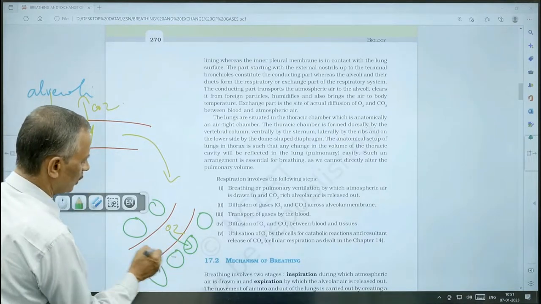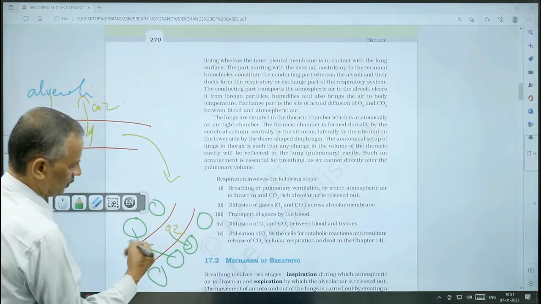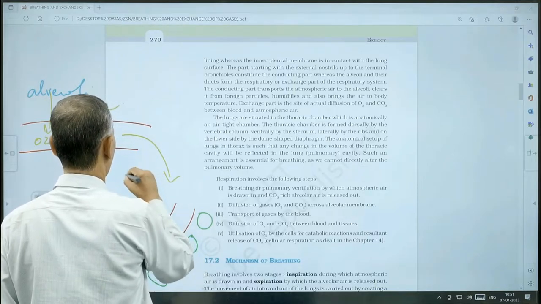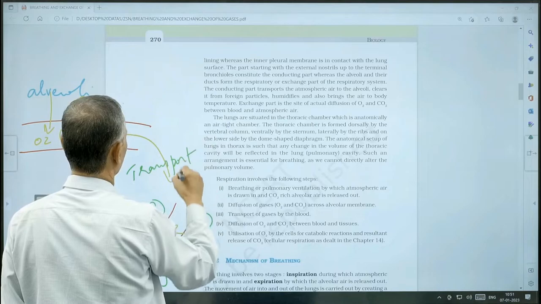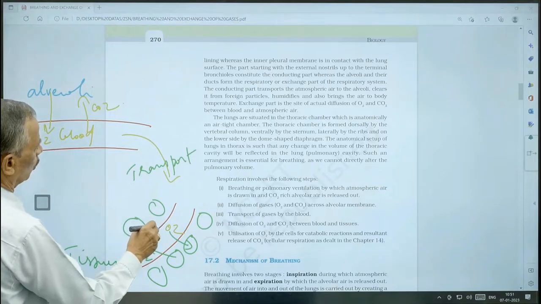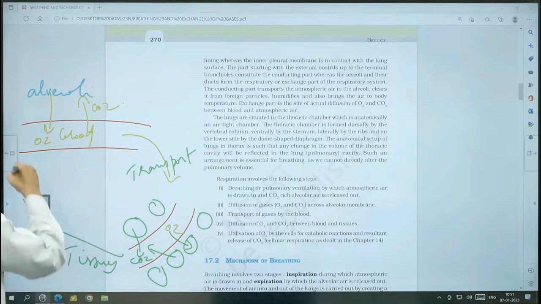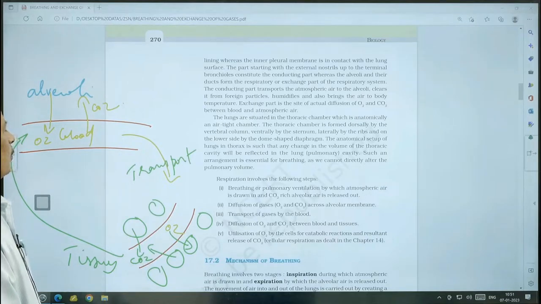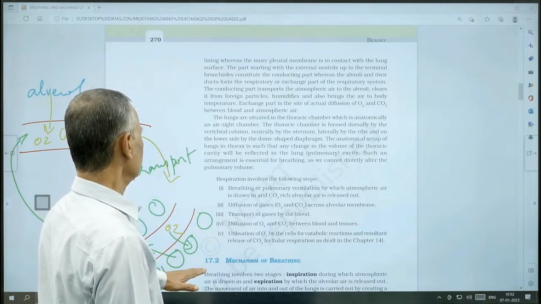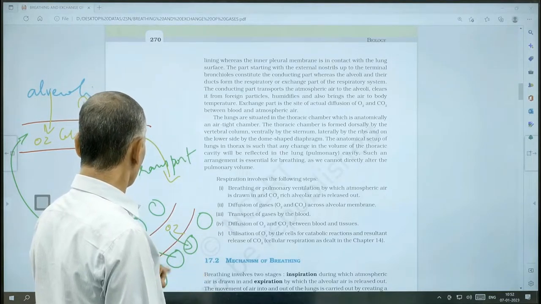And from the tissues, carbon dioxide is entering into the blood. Taking of the respiratory gases between alveoli and tissue is called transportation. So oxygen is transported to the tissues, and carbon dioxide is transported back to the alveoli. So, the third important event is transportation, and once it reaches the tissue, oxygen is given to the tissue and carbon dioxide from tissue diffuses into the blood.